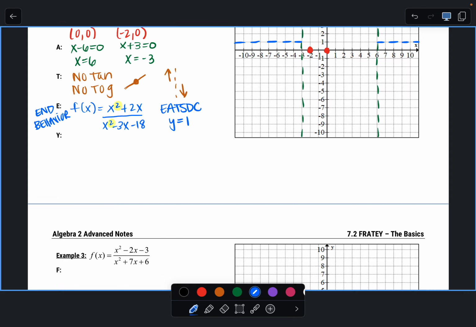The y-intercept comes from the constants. So I have a constant of 0 in my numerator, because it would be like plus 0 here. And so I have 0 over negative 18. What does that simplify to? 0 over anything is 0. So my y-intercept is 0, 0. One little hint here: if one of your x-intercepts is 0, then your y-intercept is also 0 because that is where they meet.